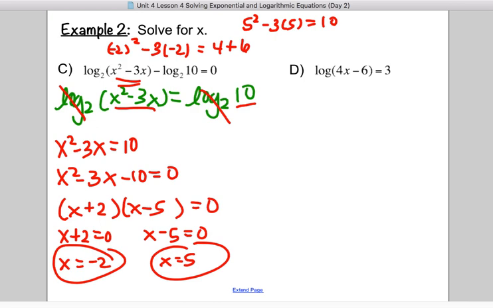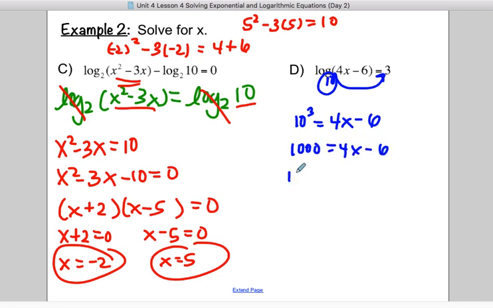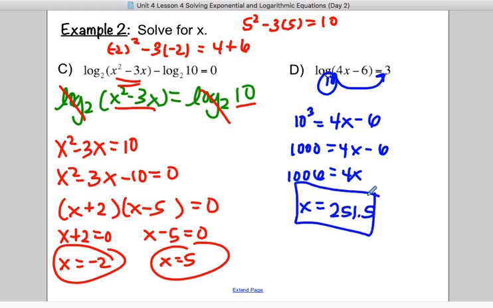All right, now D. There is no way to make it so I have a log on each side, so I am going to have to put this into exponential form. So I'm going to do my little swing move. So this is really a log base 10. So it's 10 to the third is equal to what's on the inside, 4x minus 6. 10 to the third is 1,000. If I add 6 to the other side, I'll have 1,006 equals 4x. And then if I divide both sides by 4, you should get 251.5 for our answer for that one. Okay, so that is example D.